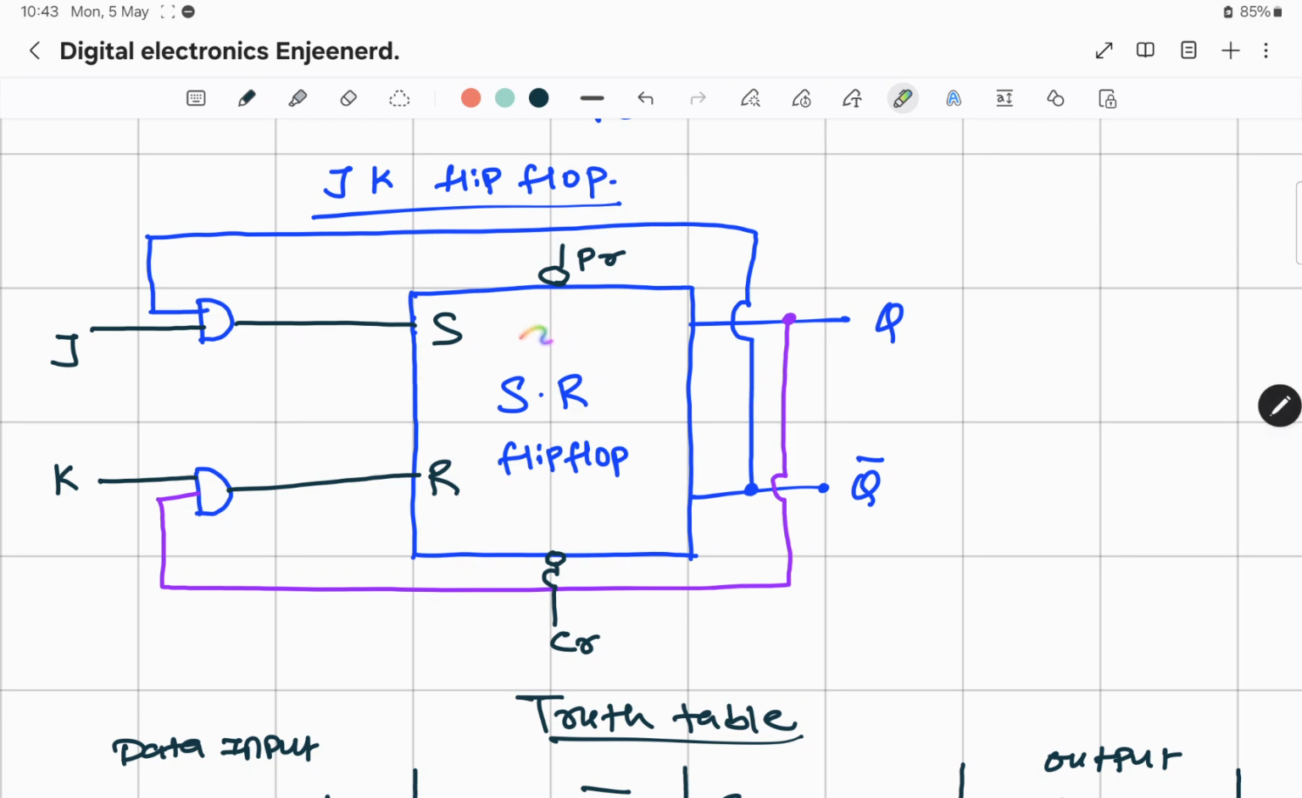As you can see here in the figure, I have an SR flip-flop to which I am additionally adding two AND gates. So this is one AND gate, this is the second AND gate. One input is J, the second input is K. One input to the J AND gate is coming from Q bar, and to K is coming from Q. So this is the minor modification that we are doing to the SR flip-flop, just to get rid of the final condition of the truth table.